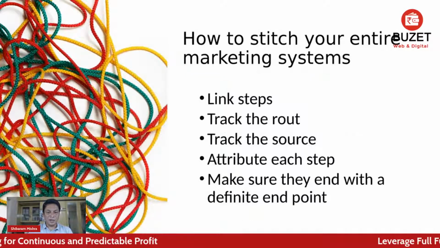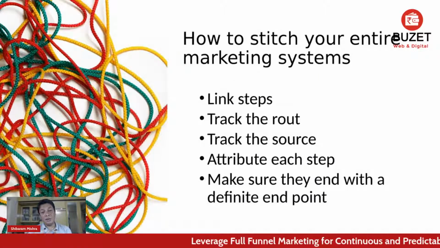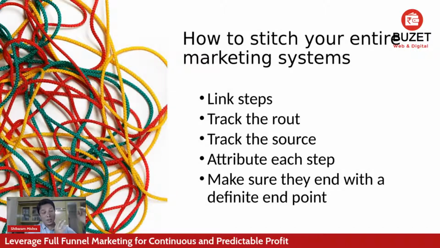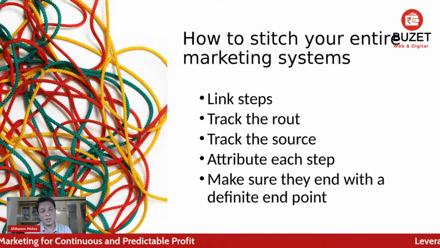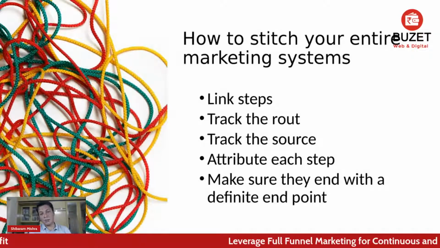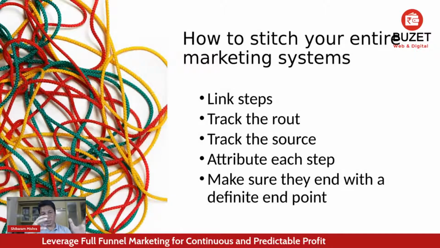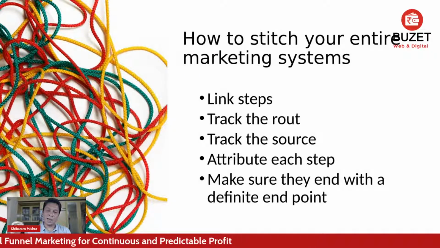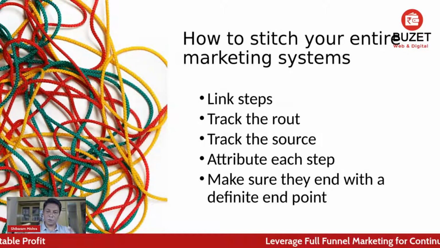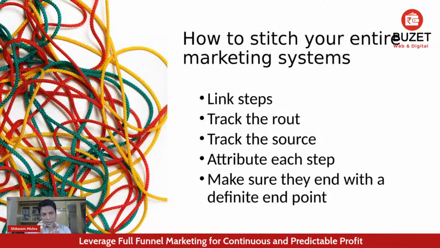Great. Moving ahead, what to do? We need to link the steps. We need to track the route. Sorry, there is a typo here. We need to track the source and attribute each step. Attribute means what the Facebook ad did, what the Google ad did, what the SEO or the organic part did, what data it got, and how to use that data at the next level. And let's say if you did email marketing, 2000 people filled up a form and downloaded your PDF, you should know which data is actually passed on to the next level.